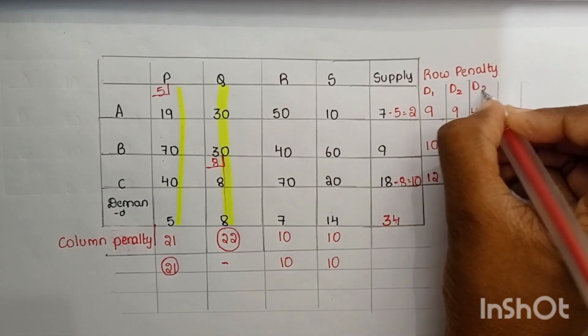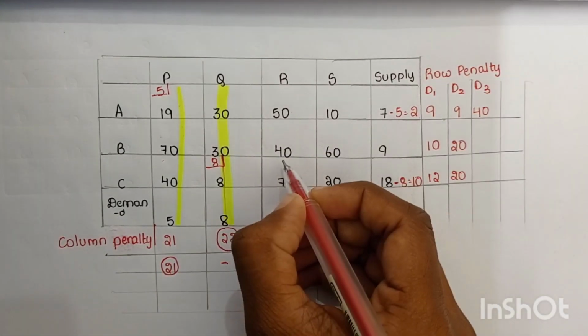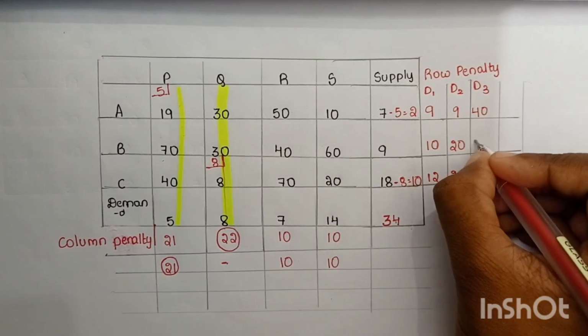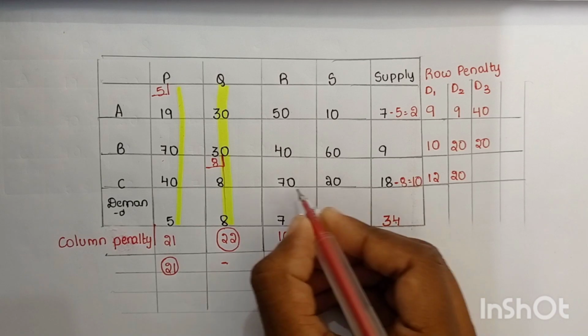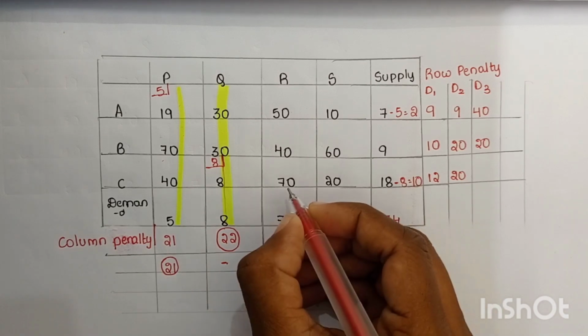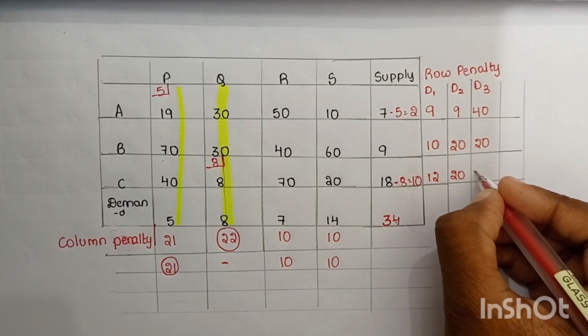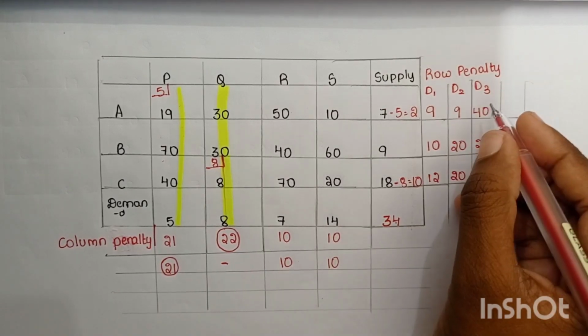So this is D3. In this row, the first least value is 40 and the second least value is 60. So 60 minus 40 is 20. In this row, the first least value is 20 and the second least value is 40. So 70 minus 20 is 50. So this is all about row penalty.